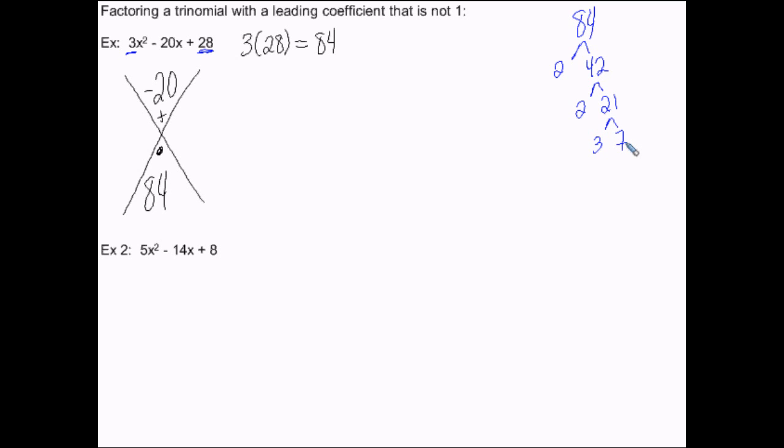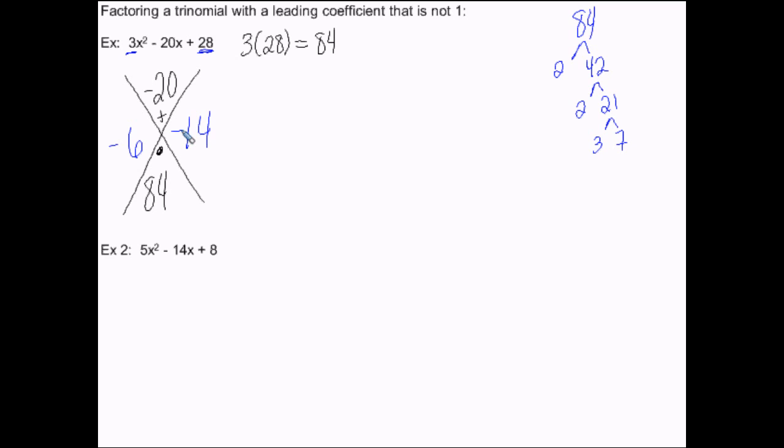You just do different combinations of the factors, or you can make a factor table and start listing factors and seeing what will add up. 6 and 14. This number is positive, but this one's negative. That means both of these are negative, because two negatives multiply to make a positive, but add to make a negative.